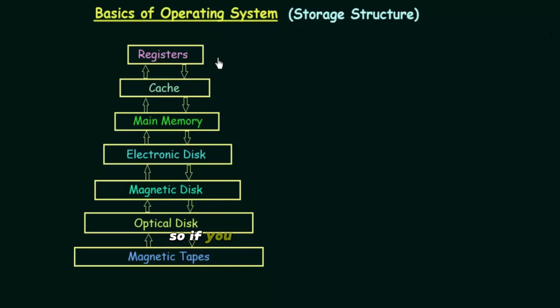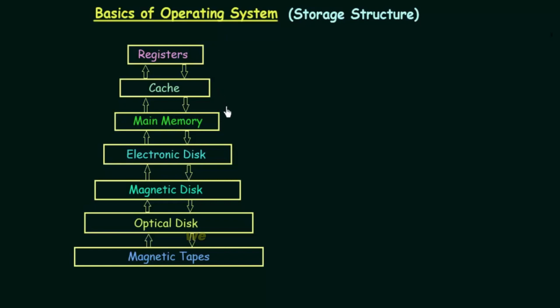If you look at these devices, starting from registers, they are the smallest storage devices, and they store data in bits, that is, zeros or ones. Since they are the smallest and store only bits, they can be accessed very quickly. The next one is the cache. The size of the cache is a little bigger than that of the registers, but its speed is a little slower as compared to the registers.